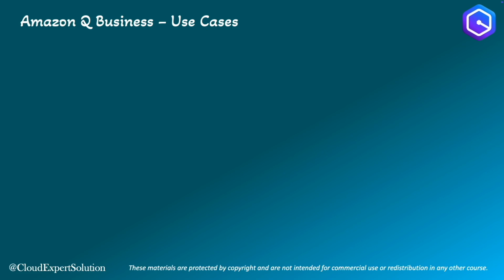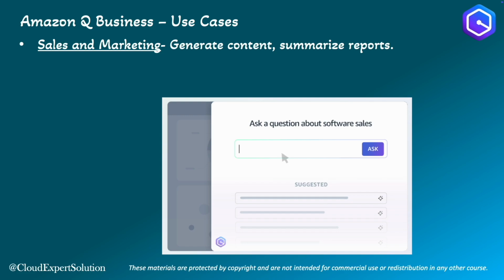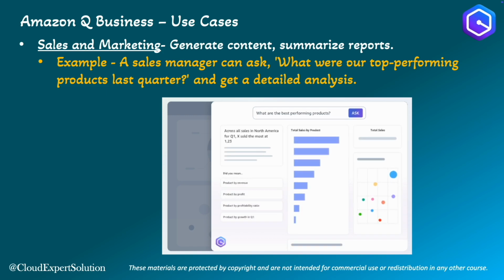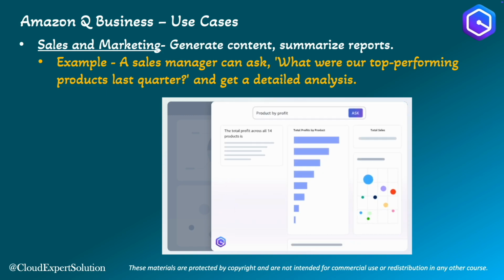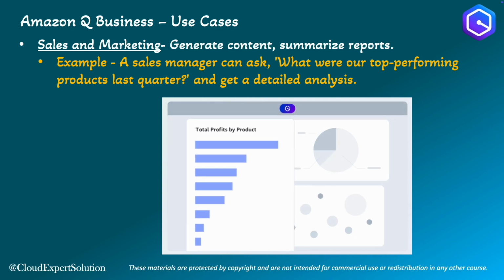Now let's review Amazon Q Business use cases. To start with, you can use it for sales and marketing. You can generate content, summarize reports, and provide insights from sales data. As an example, a sales manager can ask, "What are the top performing products for last quarter?" And Amazon Q will provide a detailed analysis response with graphs and charts to respond to that query.